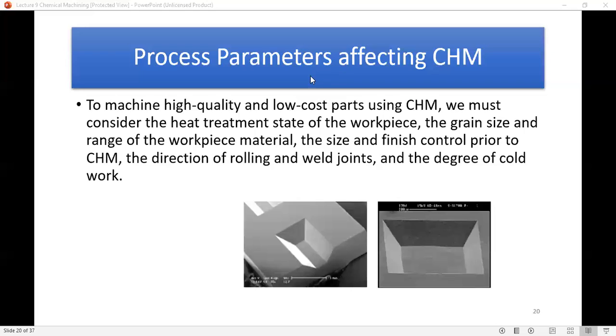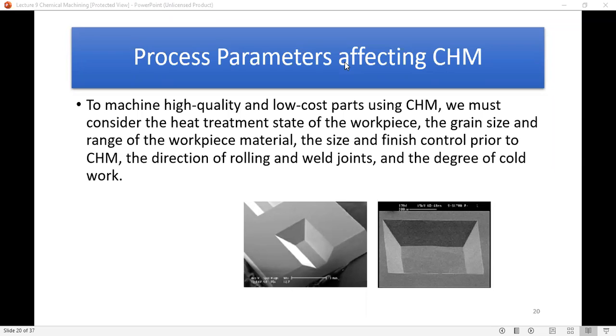So if that particular workpiece has gone through heat treatment, different grain size, different processing, finishing, for example rolling, weld joint, cold work, and so forth, it will have an effect on the way the material is removed from the surface. Right? So it's very important for you to understand that.